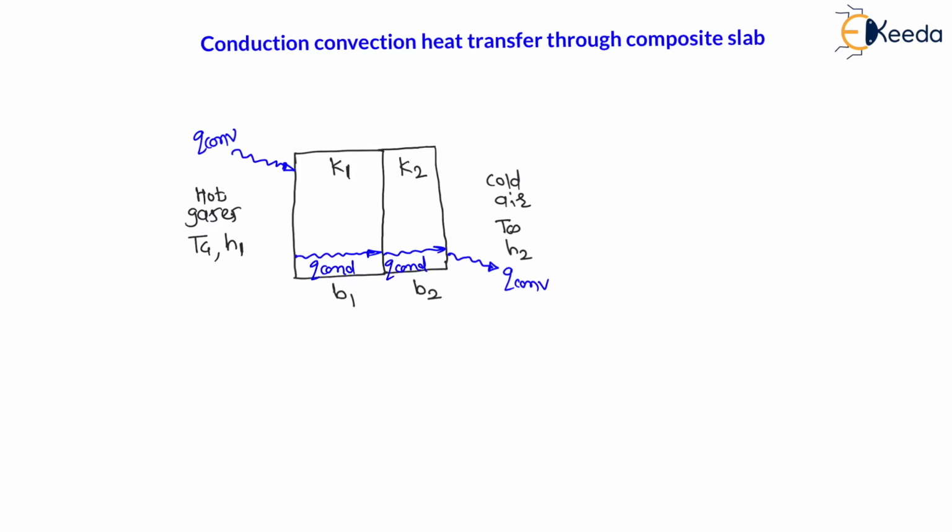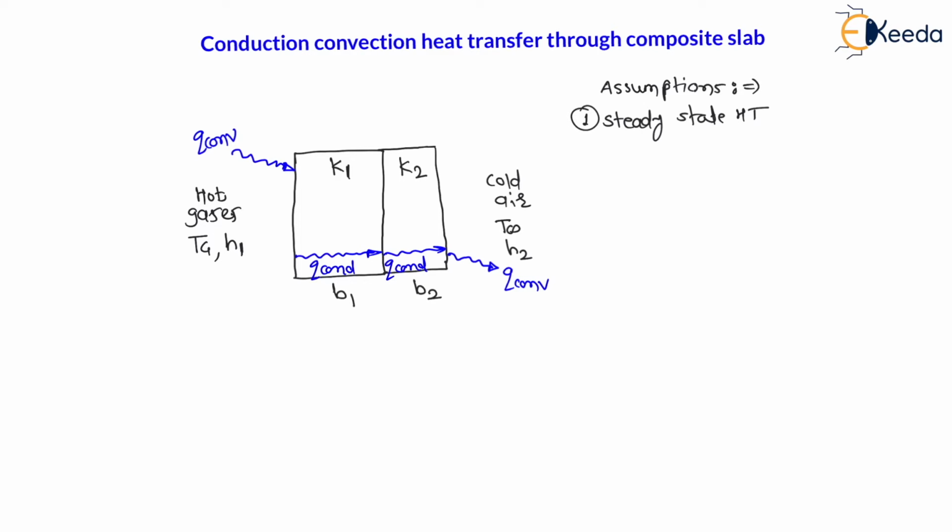Now my dear students, here are a few assumptions. With the help of these assumptions we are going to do the analysis of this conduction convection heat transfer through the composite slab. Let us understand these assumptions. The very first assumption is that it is a steady state heat transfer.